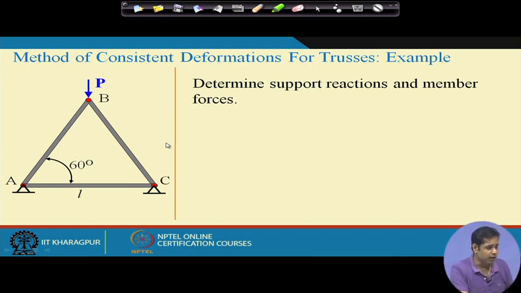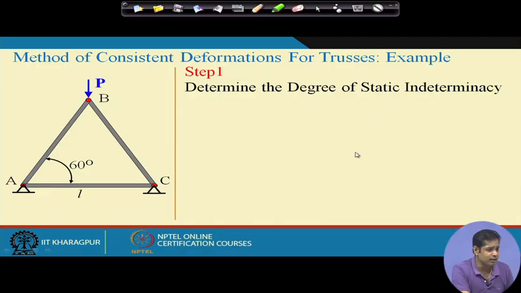So, what do we need to find out? We need to find the support reactions and member forces by using the method of consistent deformation. Okay. In the last week we discussed the different steps for the method of consistent deformation. Now we just follow those steps. Step 1 was to determine the degree of static indeterminacy. Let us find out the degree of static indeterminacy for this problem.